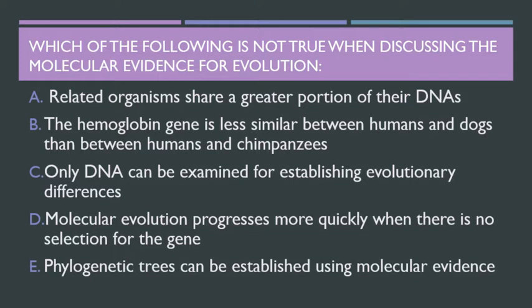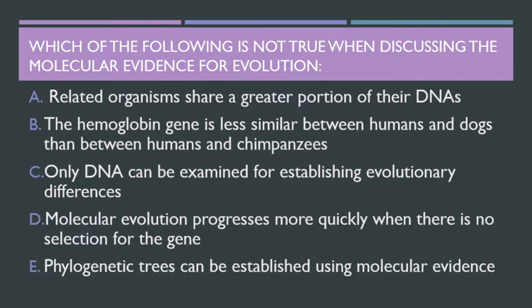Well, we just decided that related organisms have more similar DNA, and the hemoglobin gene is going to be less similar between humans and dogs than it is between humans and chimpanzees. However, it's still going to be very much the same, or very similar, because it does the same function, and that's kind of exciting.